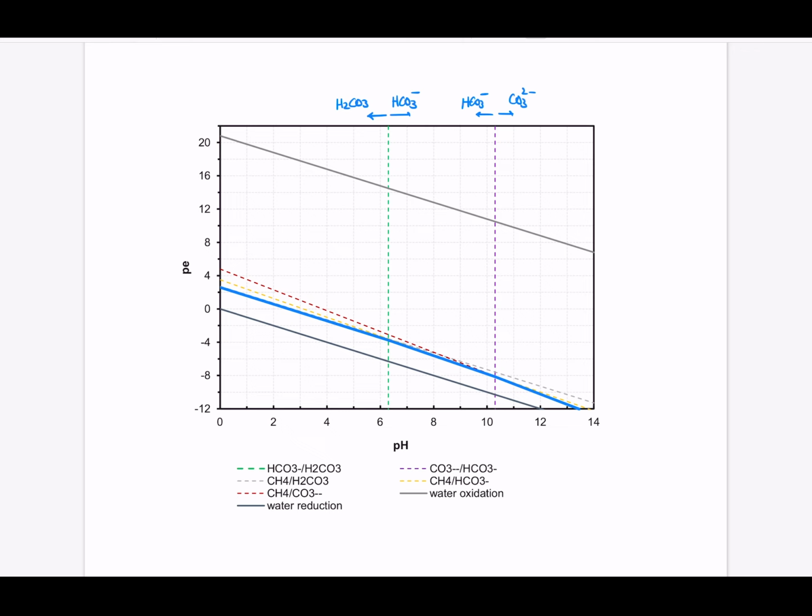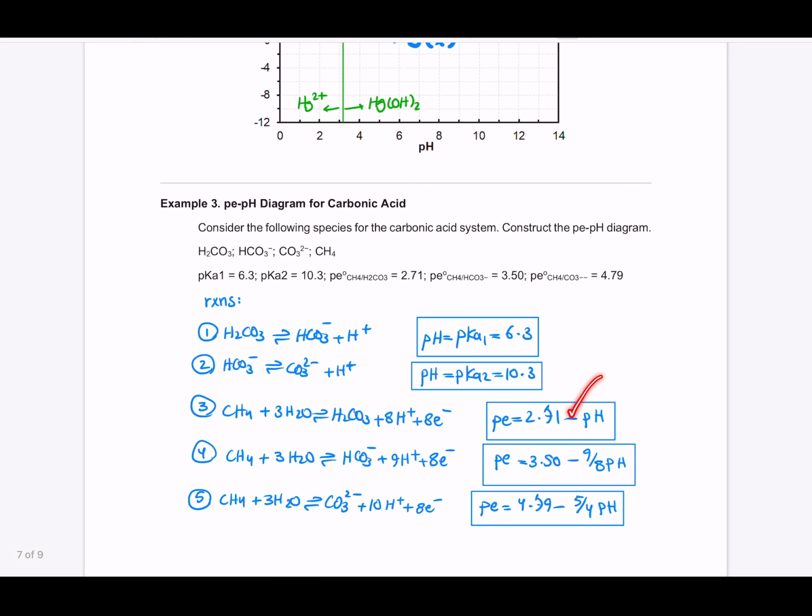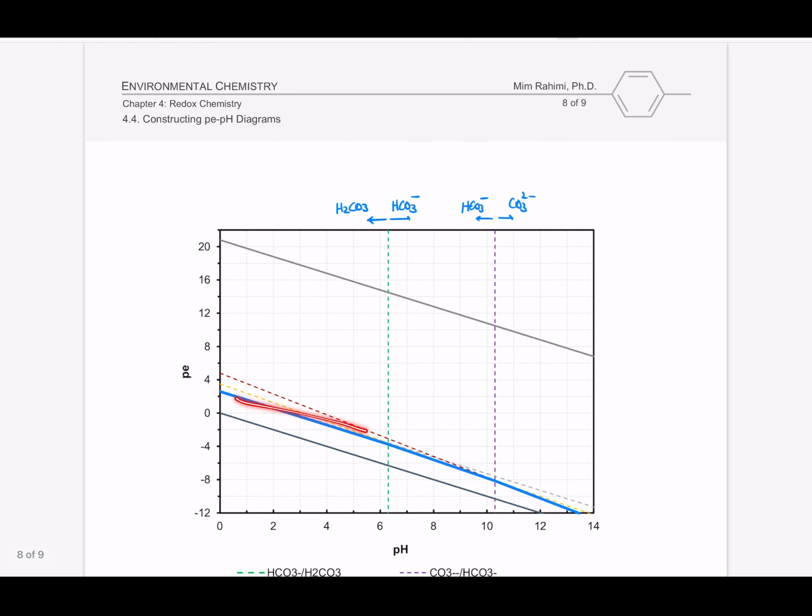So it looks like they have the same slope, but these three have different slopes. When you look at the equations in the previous page, you see that the slopes are minus 9 divided by 8, and minus 5 divided by 4. So slightly different. So in the bottom, obviously we have methane. This is the methane zone, and again, that water oxidation reduction is basically the boundary for the species.